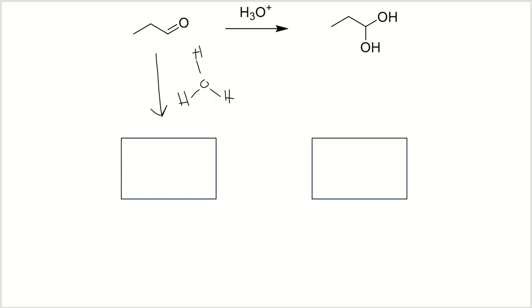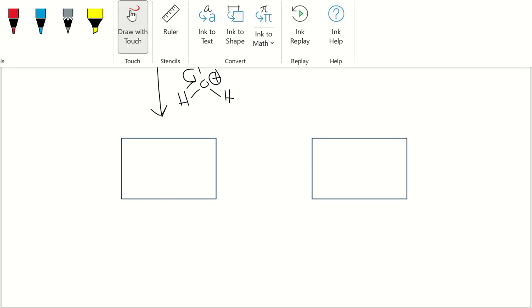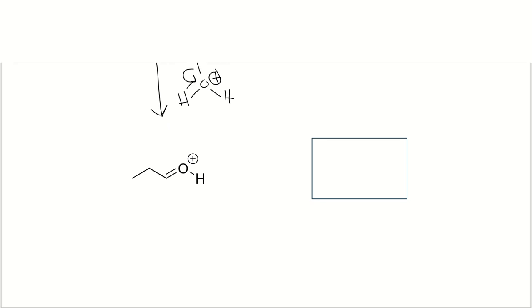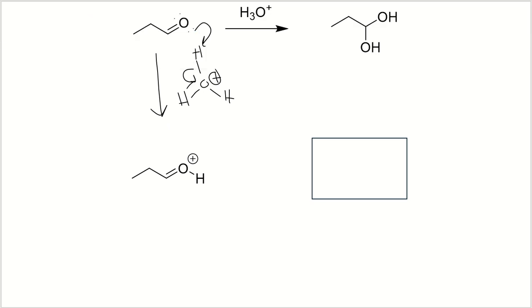And it's going to look something like this. And I'm going to put the lone pairs in there. And we'll protonate that carbonyl. The lone pair from the oxygen of the carbonyl is going to add to one of the hydrogens in our acid. And then that hydrogen is going to break free from the oxygen. And our result would be this structure right here.